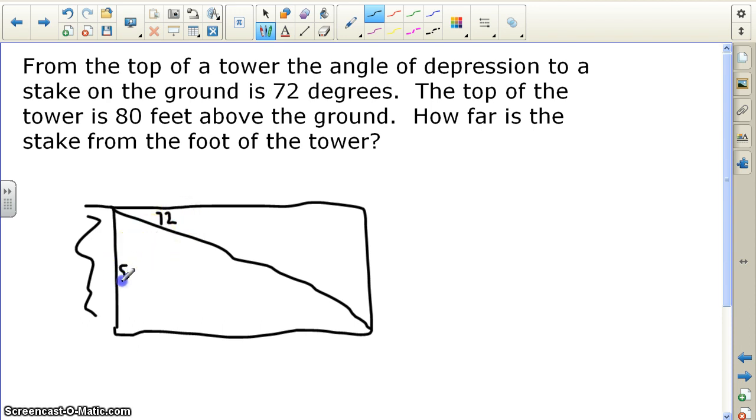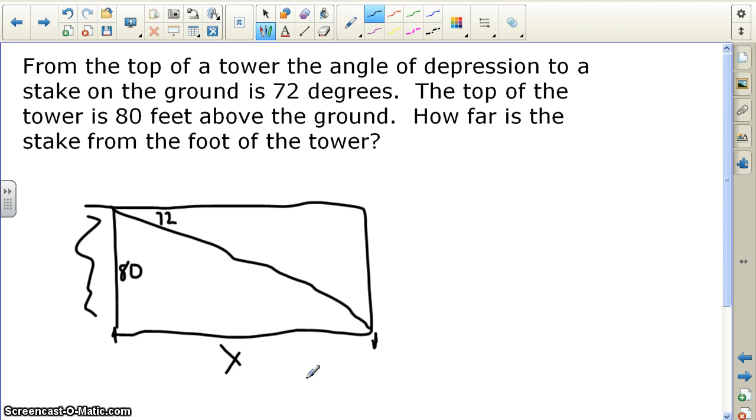So the height of our rectangle is 80 feet. And how far is the stake from the foot of the tower? Our stake is here, the foot of the tower is here, so this is the value that we're looking at finding right there, that side.